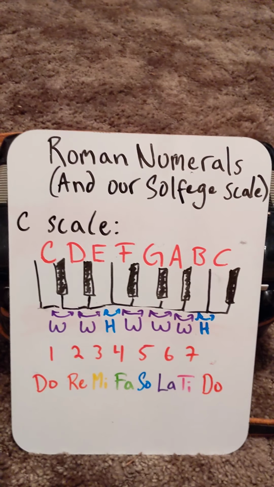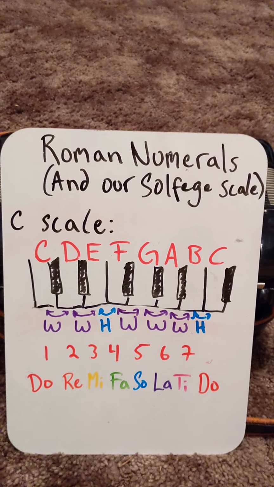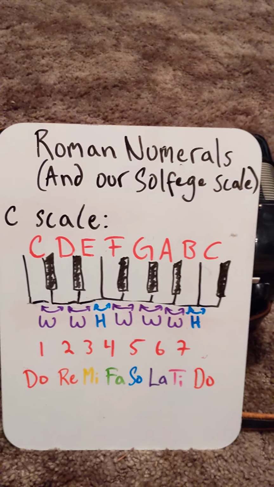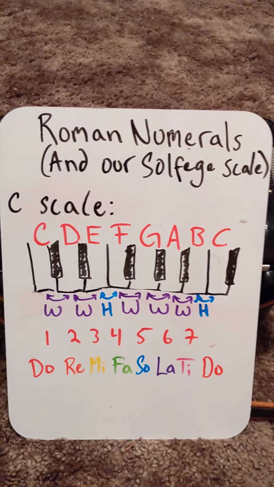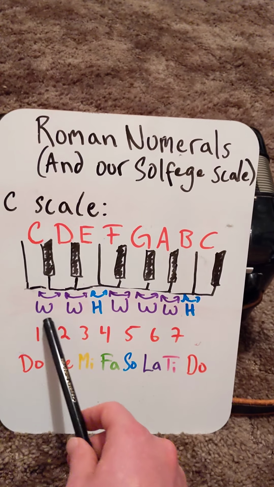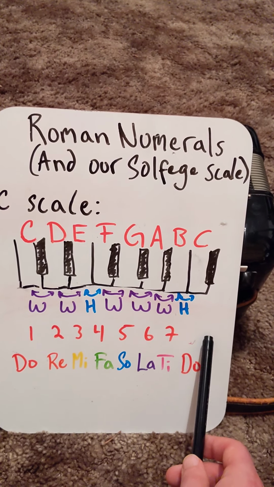And the reason we do this is because it means that when we change to a different key, we can still use the same number system as long as we know the notes in that new scale. So to figure out those notes in that new scale, we always have to refer back to our pattern right here, where we have whole step, whole step, half step, whole step, whole step, whole step, half step.